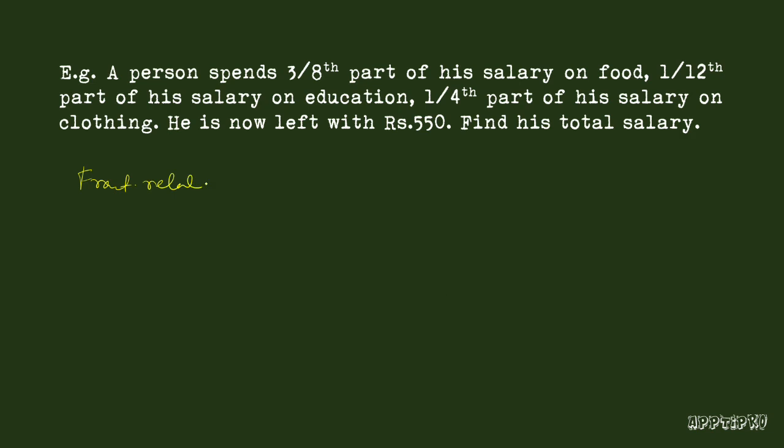Fraction related to the rest is equal to 1 minus (3/8 plus 1/4 plus 1/12). As all these fractions are independent, we use this formula, which is equal to 1 minus (9 plus 2 plus 6) by 24. That is 7 by 24.